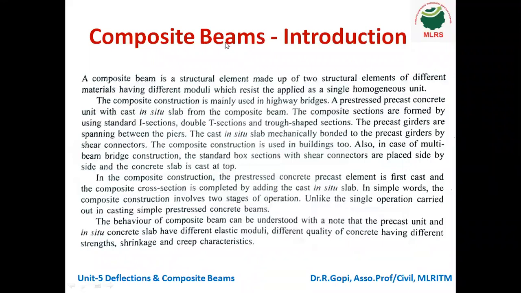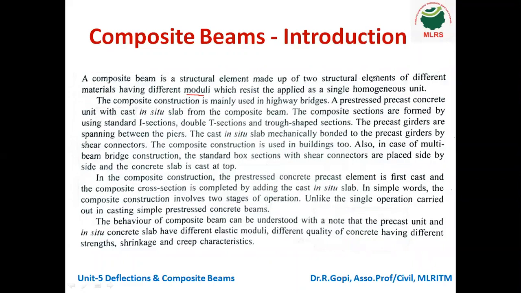So this is the last chapter in prestressed concrete, the subject: composite beams. First we will discuss the introduction. A composite beam is a structural element made up of two structural elements of different materials having different moduli, which resist the applied load as a single homogeneous unit.